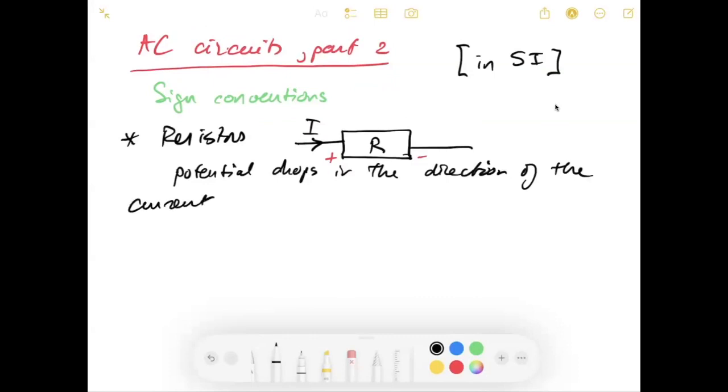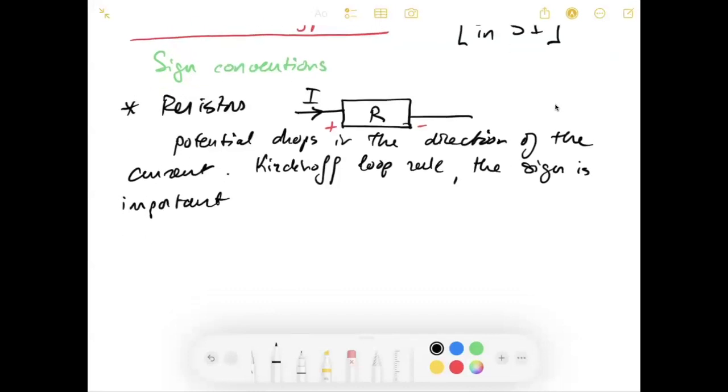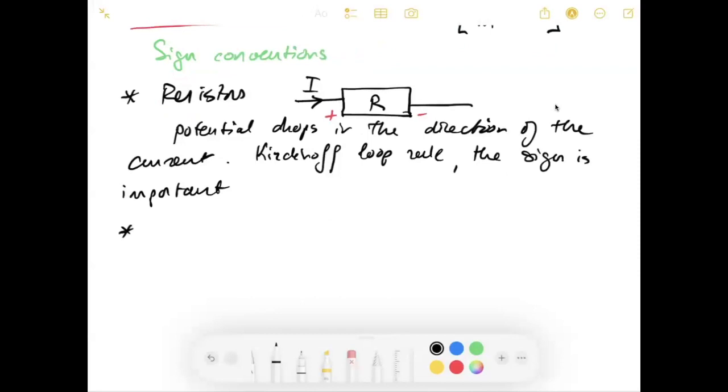Okay, so that means that when you do your Kirchhoff loop rule, you need to pay attention to the sign. Sign is important. Okay, now capacitors.